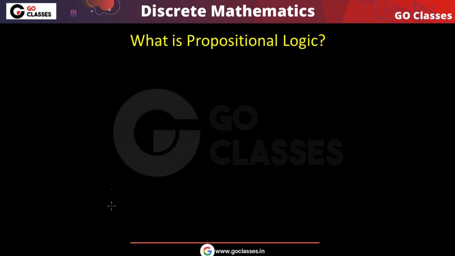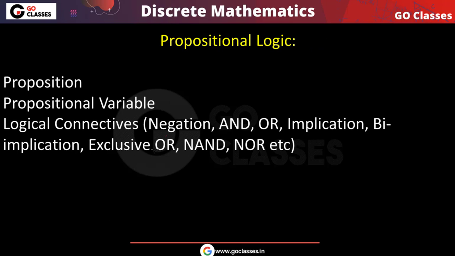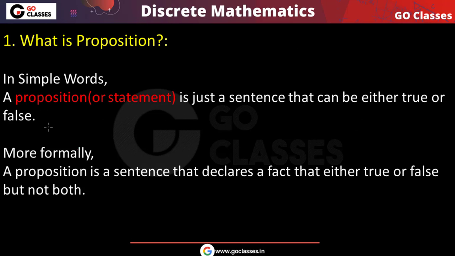Before we see the definition of propositional logic, let us quickly go through the definitions of all these concepts. Let's quickly see what the definition of a proposition is. Proposition, another name is statement. So you can call it proposition or you can call it statement. Proposition is basically a sentence which is either true or false. This is the very simple definition. A more formal definition: a proposition, or statement, is a sentence that declares a fact that is either true or false but not both.